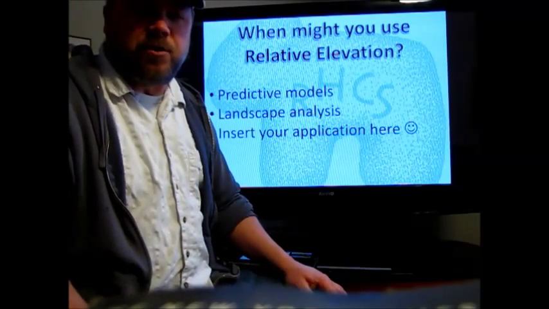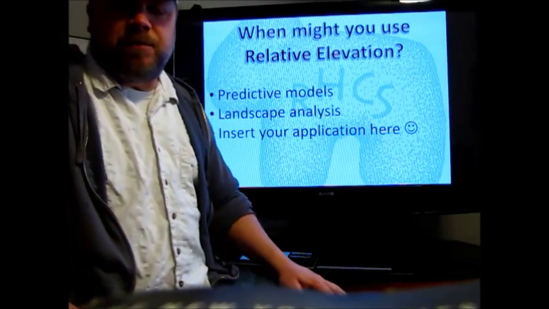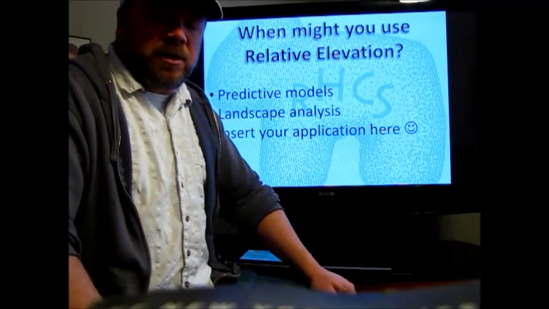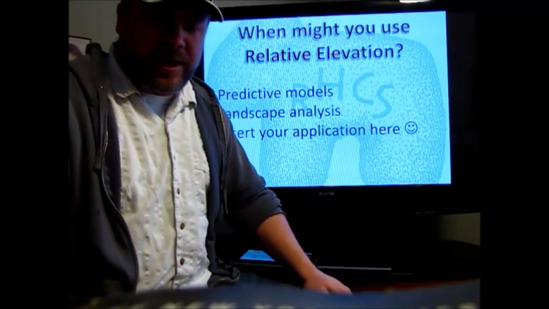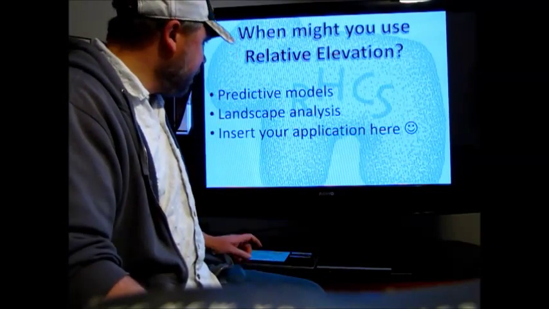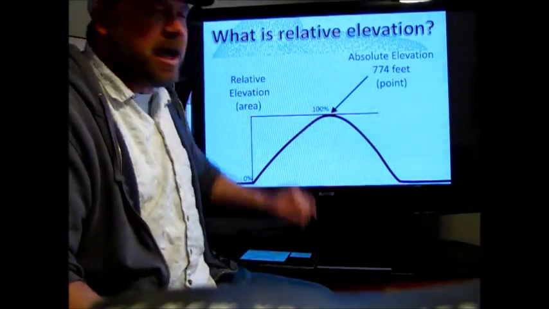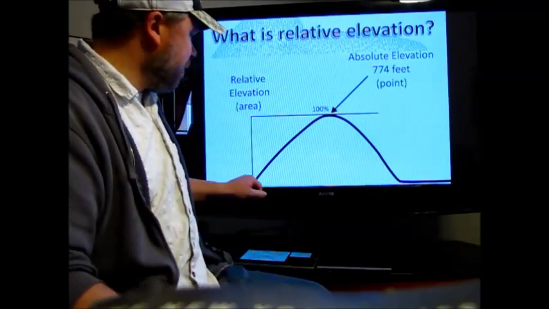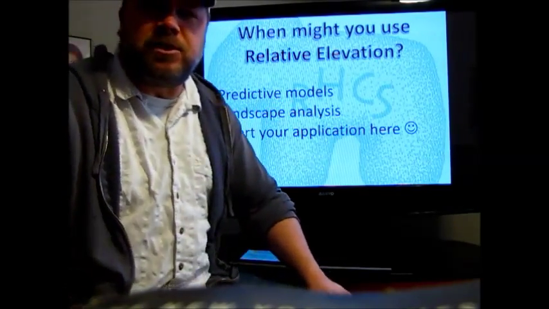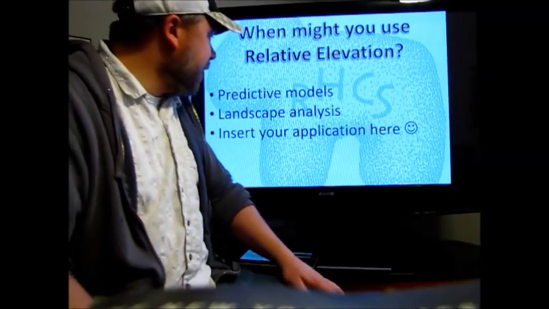So why might you use a relative elevation grid? Places I've used them before are in predictive models. I have another course, a logistic regression course, where I used an archaeological case study for predicting where archaeological sites are. Sometimes there might be a preference for archaeological sites to be on the highest spot within a certain radius, or the lowest spot, or somewhere in between. So that might be one reason you might want to use a relative elevation grid. You might use it as an independent variable in a statistical model that you're doing.